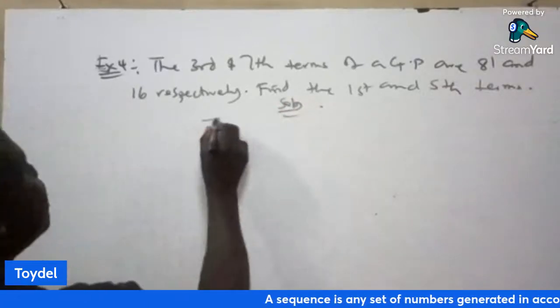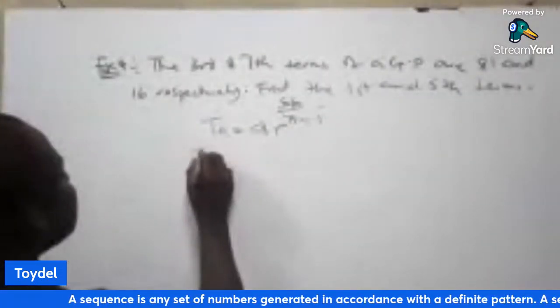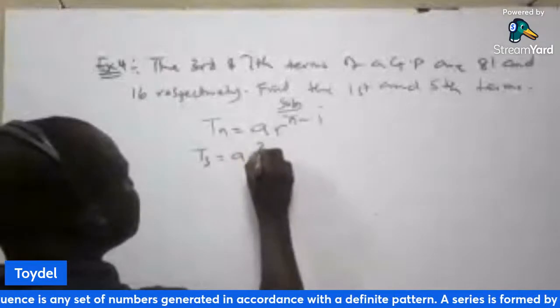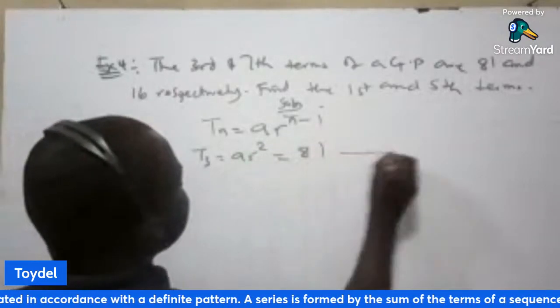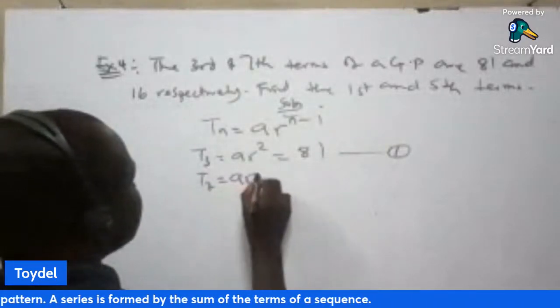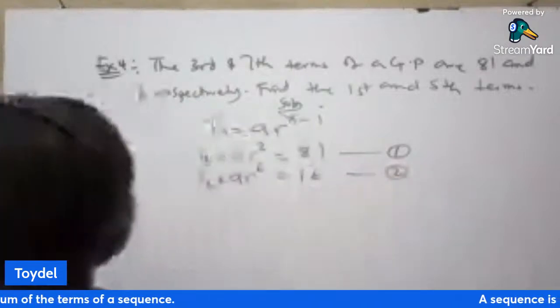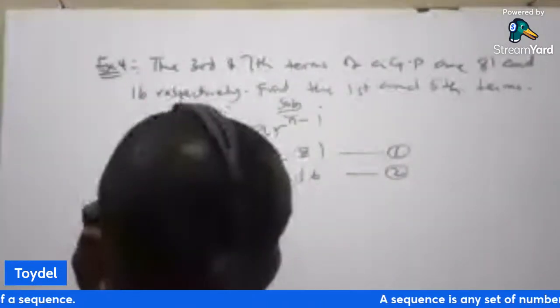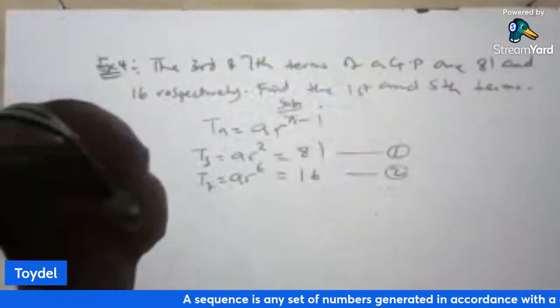So in this case, Tn, which is the nth term, is given as AR raised to power n minus 1. So the third, T3, will be what? AR raised to power 2, which is given as 81, equation 1. While the seventh, T7, will be equal to AR raised to power 6, which is given as 16, equation 2. The question says we should find the first and the fifth term. Of course, if we are able to find A, that's the first, then we find the fifth term.